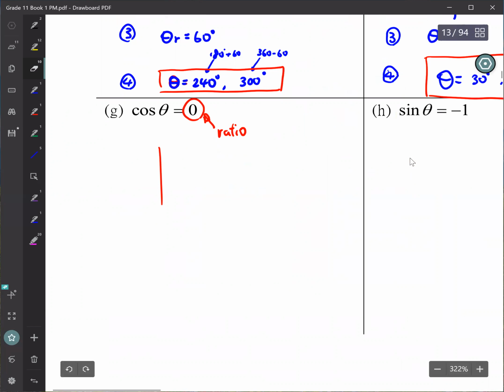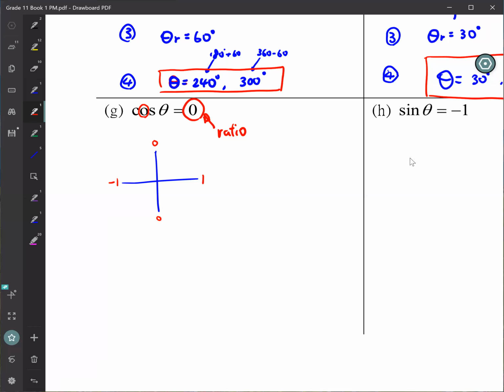The picture for the cosine, okay? For cosine, because it has an O, O means you get 0 here and 0 there, and then 1 on the right, and -1 on the left. So within one circle, we want to get to 0. So 0 is either up here or down here, okay? So our first answer is this one, and then the second answer will be this one, okay? Within 0 to 360.